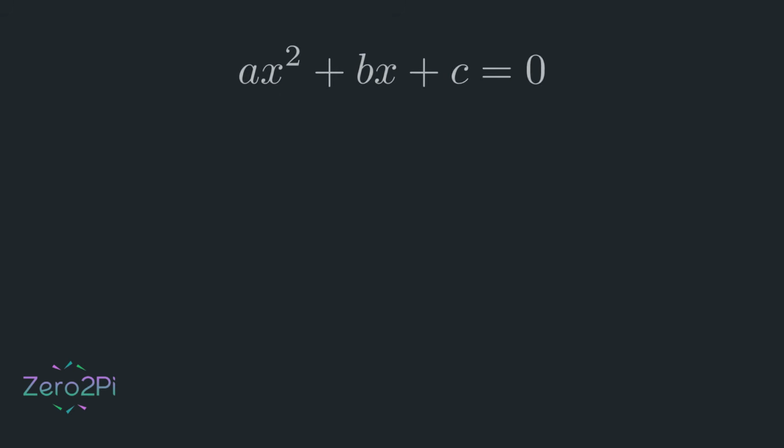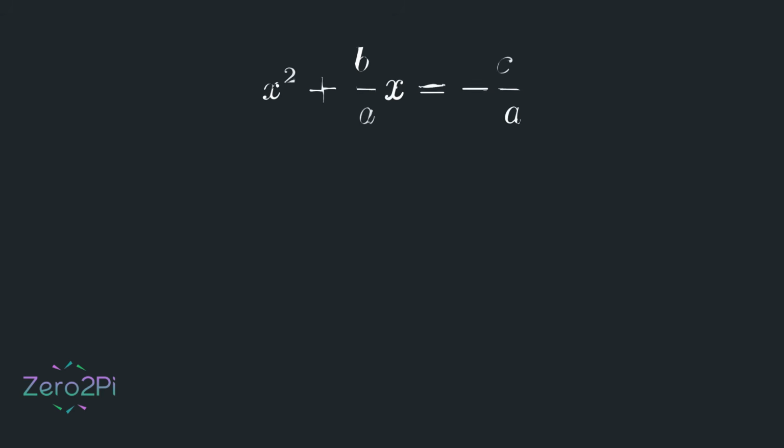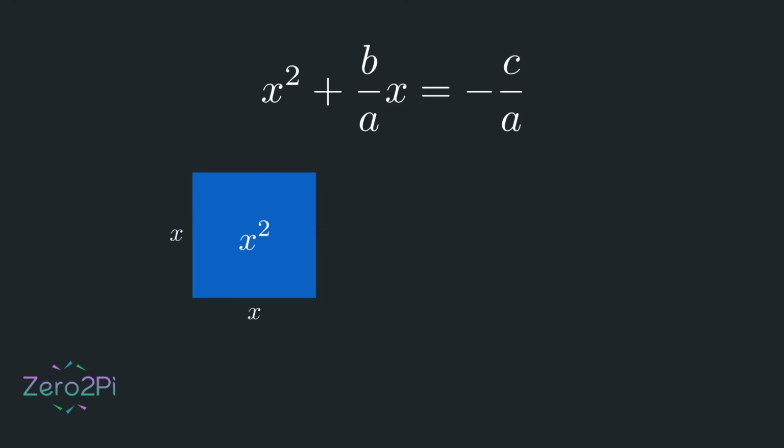Today, we're going to explore the origin of the quadratic equation and see how it can be understood geometrically. To start solving it, we move the constant term to the other side. Then we divide every term by a to simplify the equation. Now the equation begins with x squared. In ancient mathematics, this wasn't just a symbol. It was imagined as a real square, a geometric square, with each side equal to x.